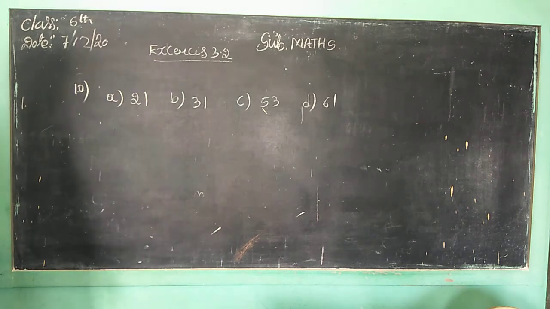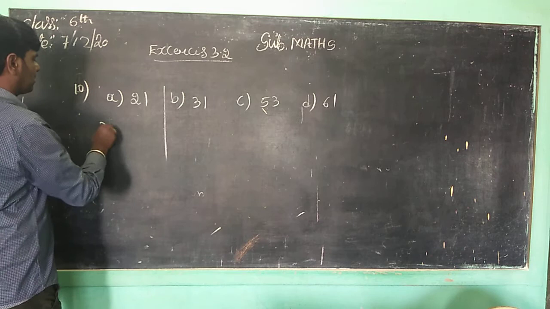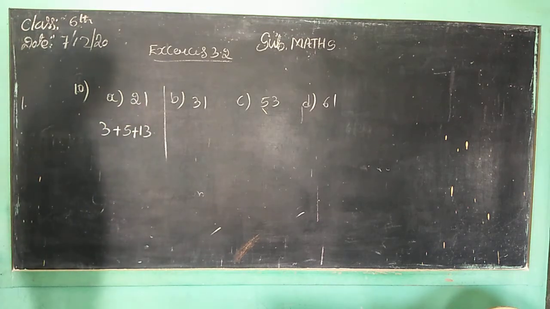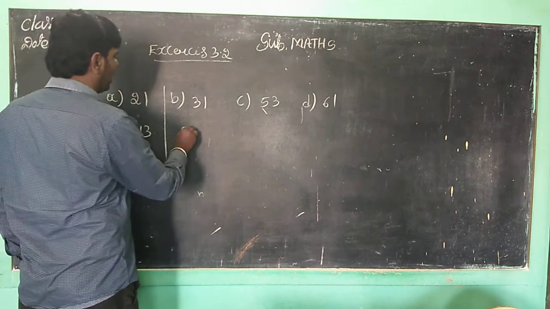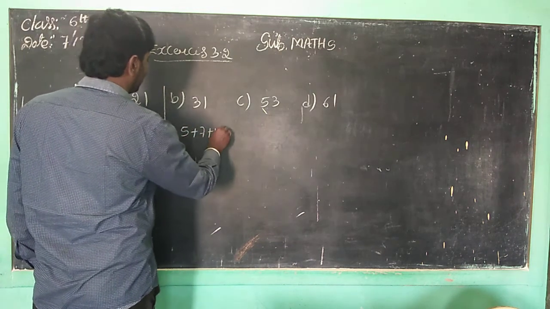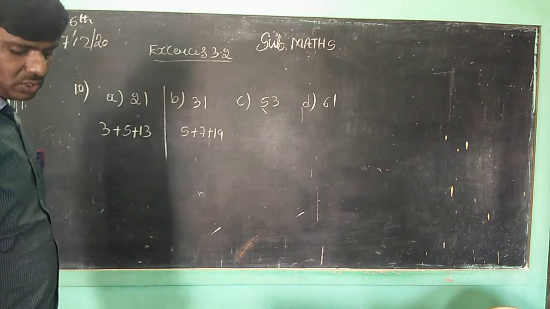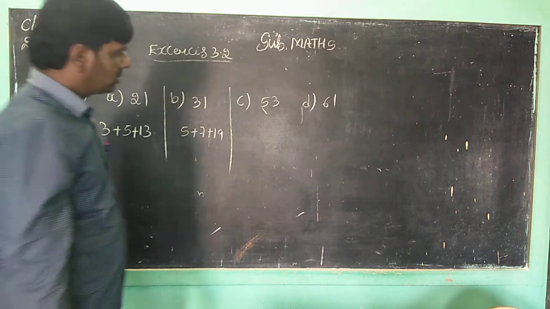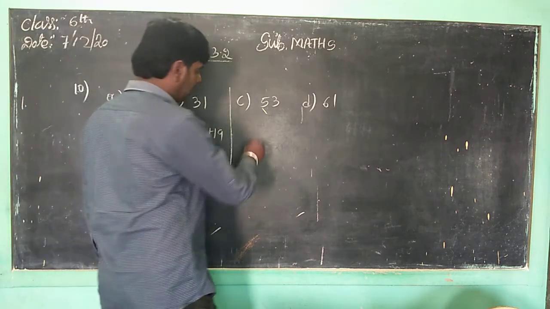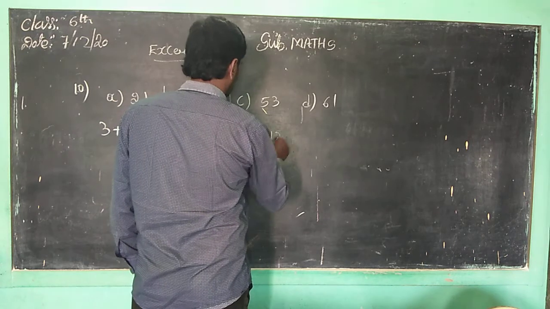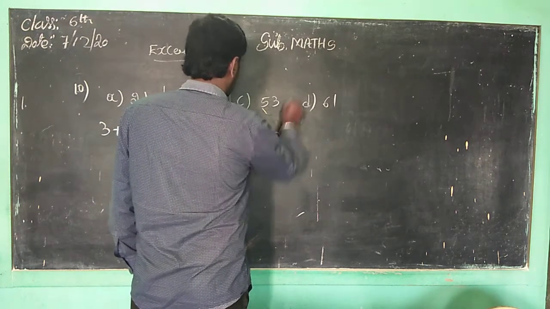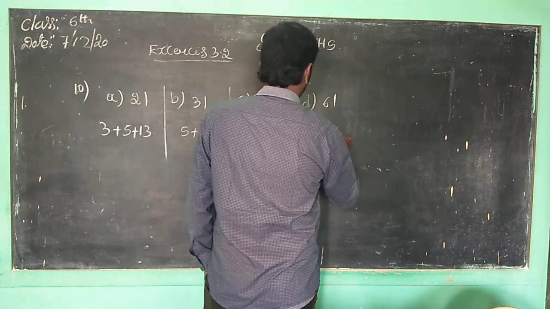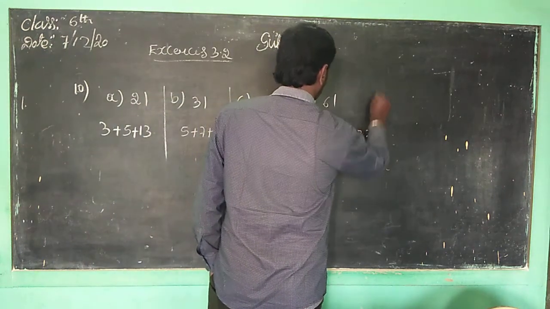How can we represent 21? 3 plus 5 plus 13 is equal to 21. And children, 5 plus 7 plus 19, correct? These are also prime numbers. Now 53: how can we write it? 13 plus 17 plus 23. And for 61, 11 plus 13 plus 37, correct children?